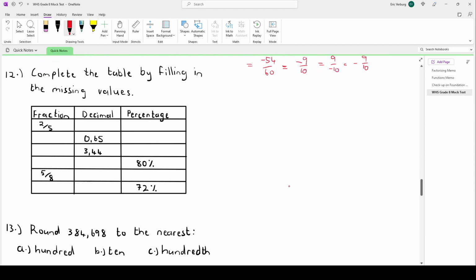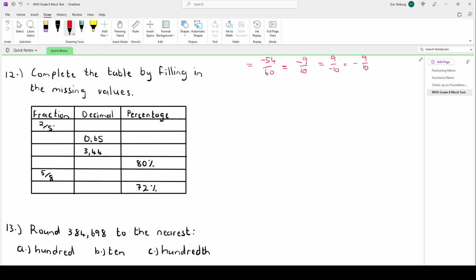Question 12. Complete the table by filling in the missing values. So here we have to change fractions to decimals and percentages and vice versa. So a fraction to a decimal, many ways we can do that. We can just do the division, 2 divided by 5, and find the answer. Or we can say, find an equivalent fraction with a denominator of a power of 10. So over 10, over 100, over 1,000, something like that.